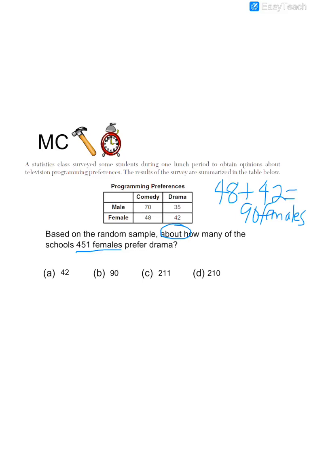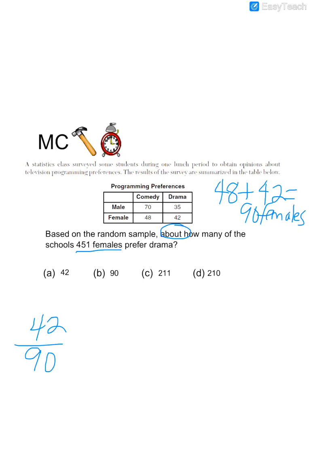Okay, so let's do my work down below. So of the 90 females, how many of them preferred drama? 42 out of 90. Okay, so I could convert that into a percent and then take that percent and multiply it by 451.